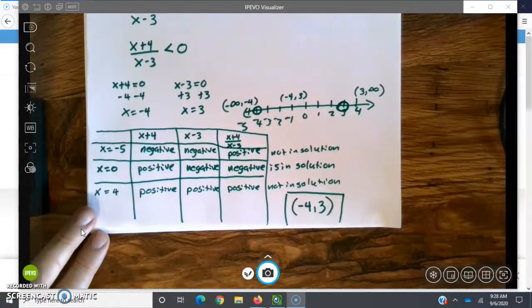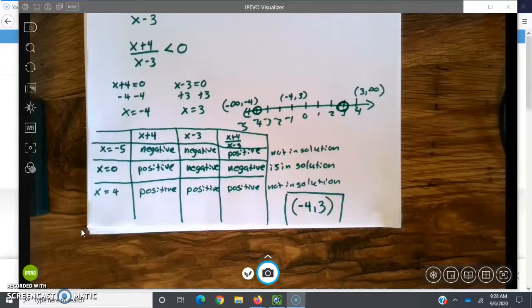Always, we can check our answers by plugging in some values and making sure it works for the original inequality as well. I hope this helps.